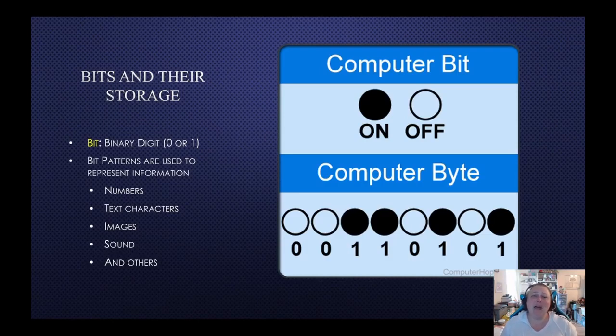So a bit pattern, on the other hand, is what you're going to use to represent the information. You're going to take those bits and put them in groups. So you can see here, this is a group of 8. You've got 4 and 4. That is considered a computer byte. So a byte is going to be used to represent numbers and characters and images and sound and so much other stuff. And we'll take a look at a few of those things a little later on.